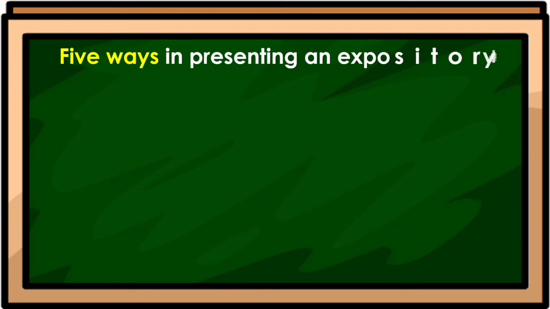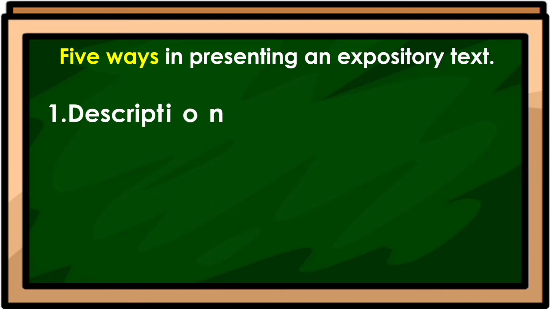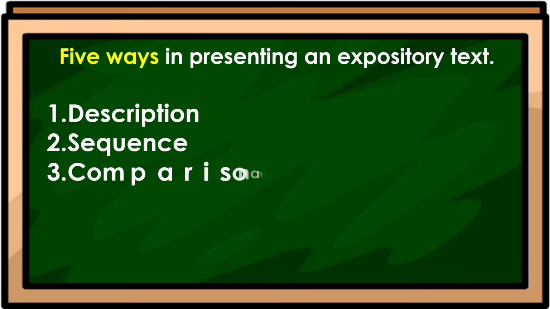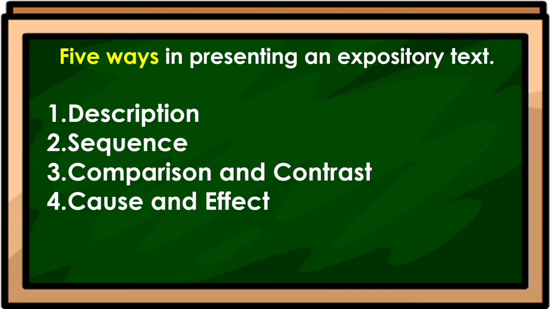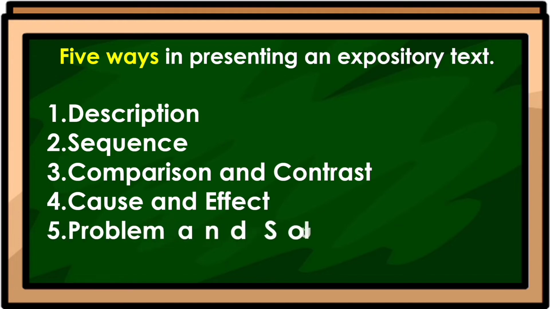So there are 5 ways in presenting an expository text. First one is description. Second one, sequence. The third, comparison and contrast. The fourth one is cause and effect and problem and solution. We will discuss it one by one as we go along with our lesson.